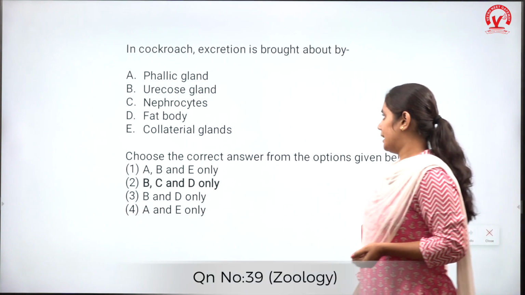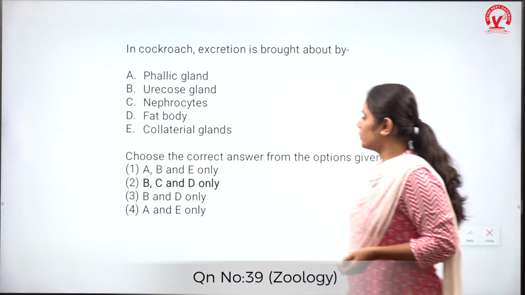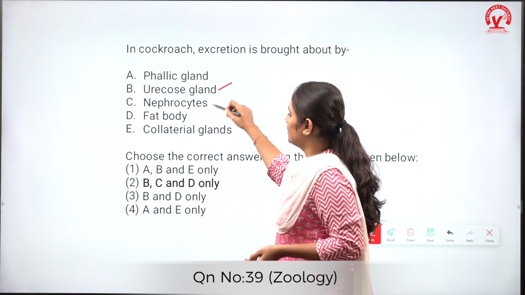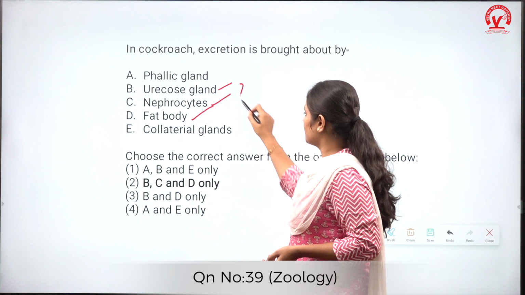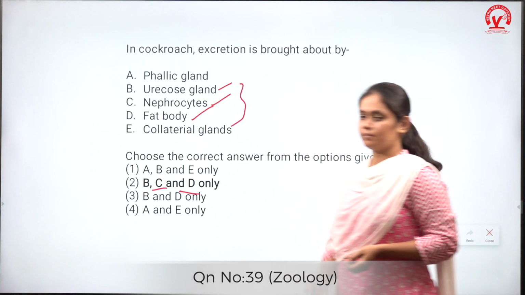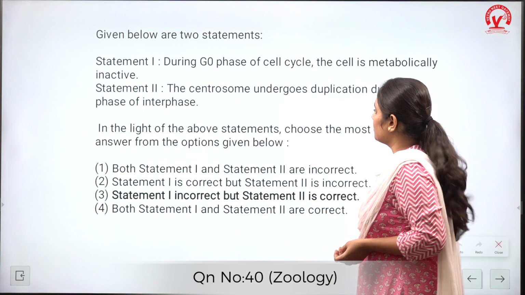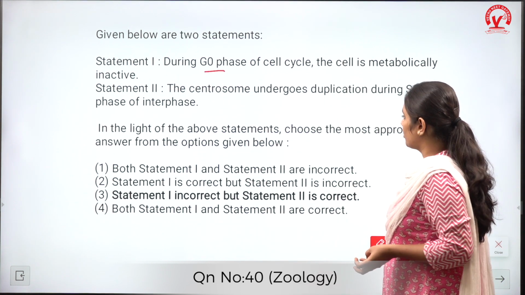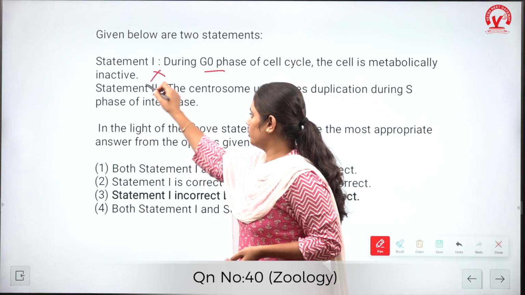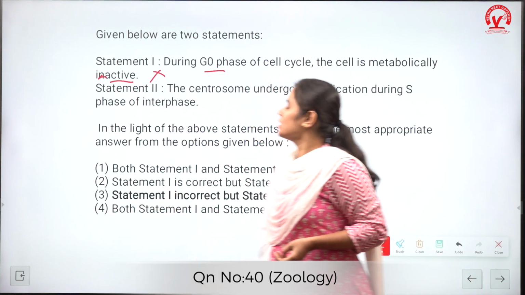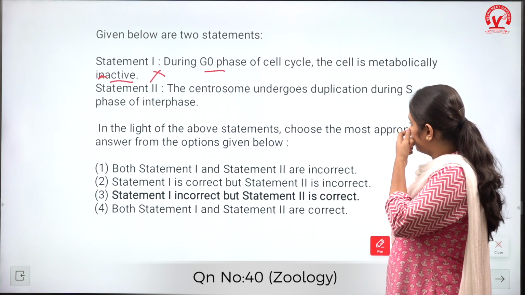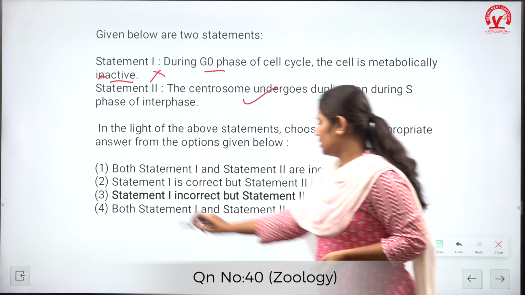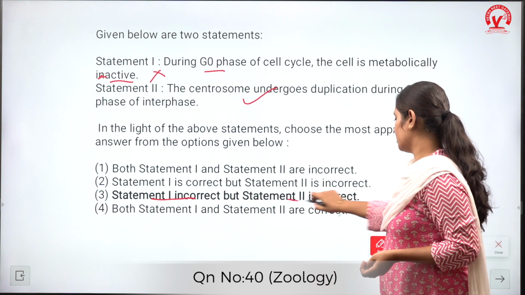In cockroach, excretion is brought about by, along with Malpighian tubules, uricose gland, nephrocytes and fat body. So the options are B, C and D. This is a statement question. Statement 1, during G0 phase, that is the quiescent phase of cell cycle, the cell is metabolically inactive. This is wrong because the cell will be metabolically active, not inactive. Statement 2, the centrosome undergoes duplication during S phase of interphase. This is correct. So statement 1 is incorrect and statement 2 is correct.